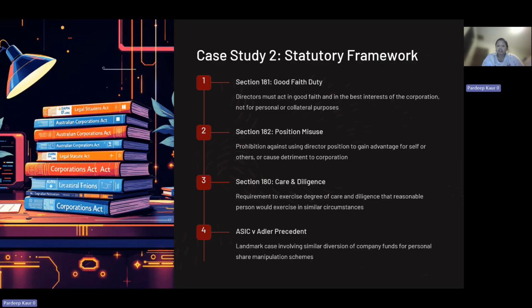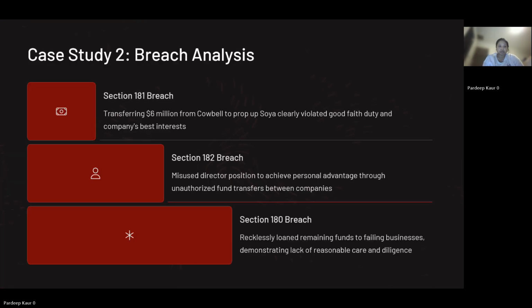The landmark case, Essex versus Adler, is strikingly similar, where a director diverted company funds to manipulate shares for personal advantage. The court found multiple breaches. Applying this to Alicia is straightforward.